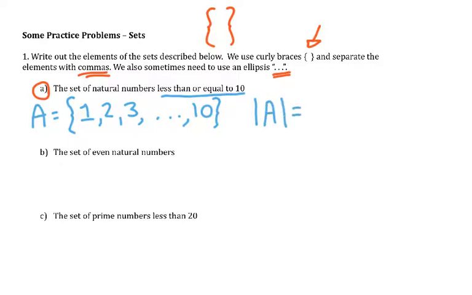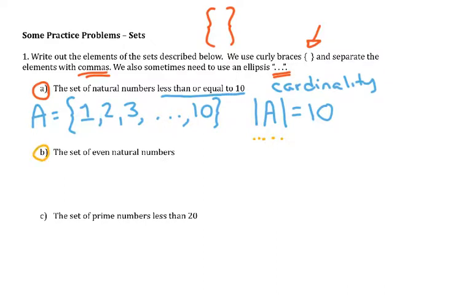Well, remember what this means. This is asking you how many things are in the set A. What is the cardinality of the set A? Well, it's 10 because there are 10 things in there. Okay, let's look at B.